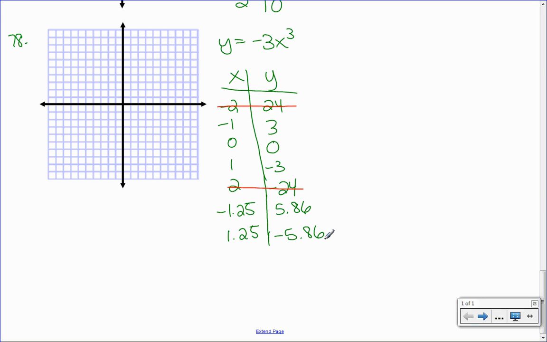So now let's plot these on the graph. -1, 3, 0, 0, 1, -3. And then -1.25 and 5.86. So almost a 6, about right there. And then positive 1.25, -5.86, about right there. So remember what a cubic function looks like. It should curve down this direction and then back down the other direction. Alright, that is it for the Chapter 9 review.